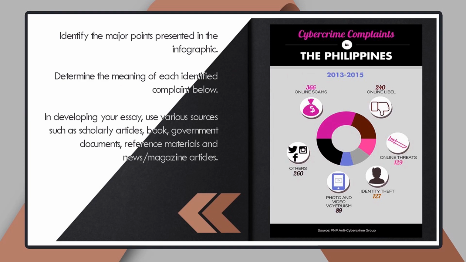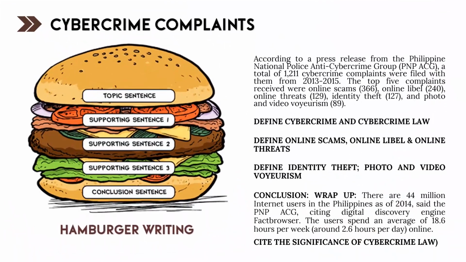Okay, so for example, class, you remember your hamburger writing in your lesson 2? Remember that on the top of it, in the first paragraph, you write your topic sentence. Then you have supporting sentences before your concluding sentences. So, let me give you an example.